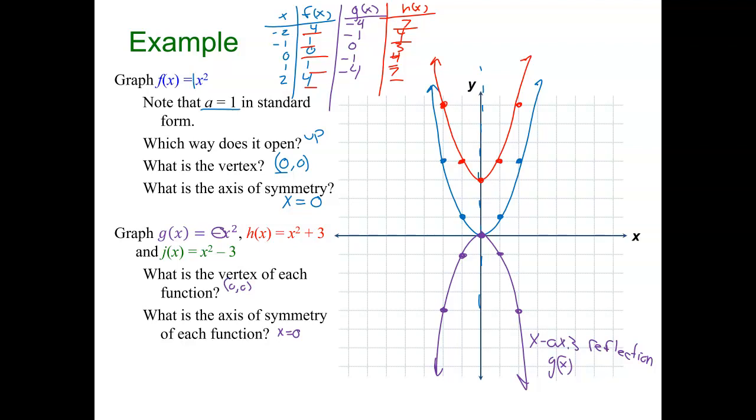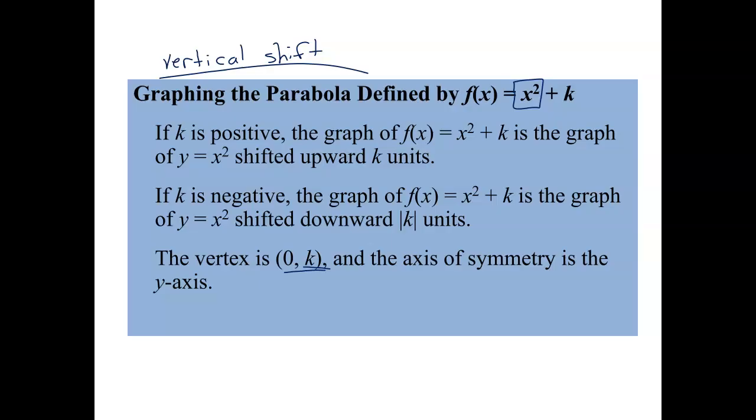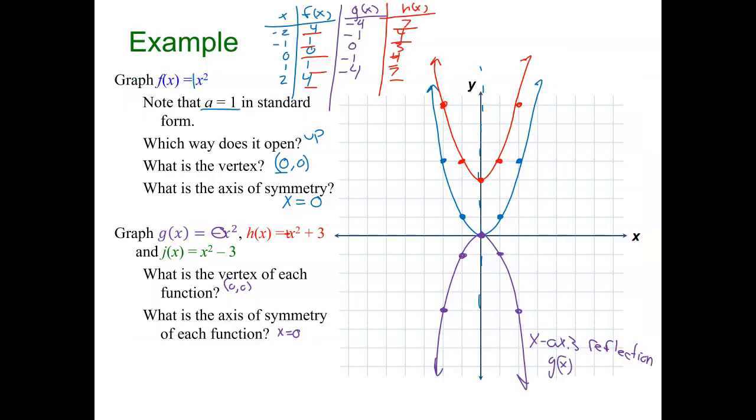g of x is making the y value negative. If f of x was negative, then it would just mean our function is negative, so it would be upside down. Just flip it upside down there. Take that back to being positive.